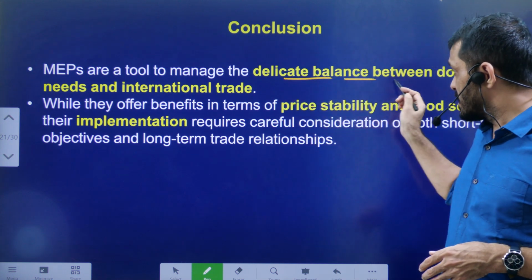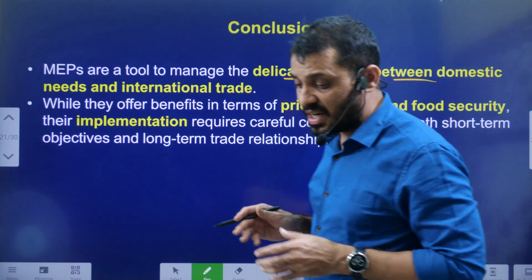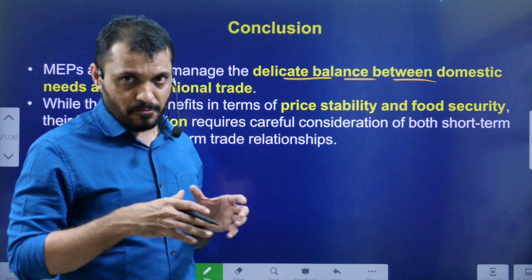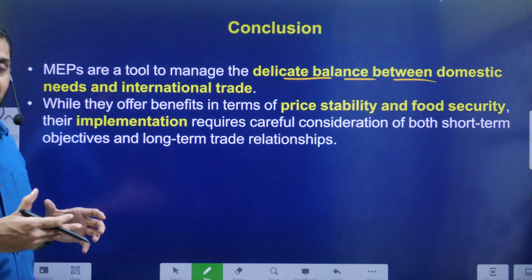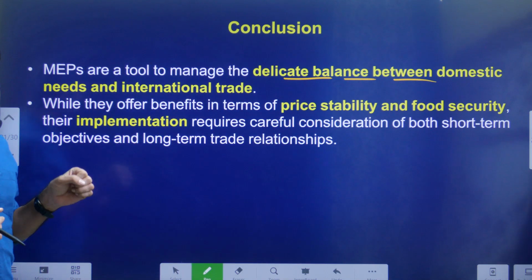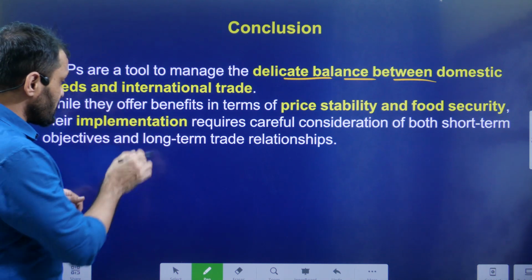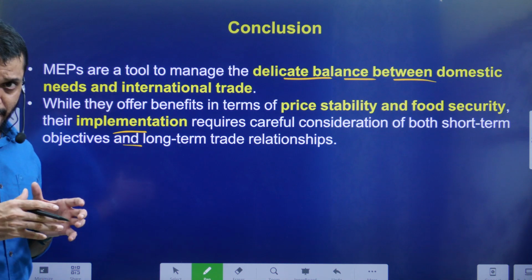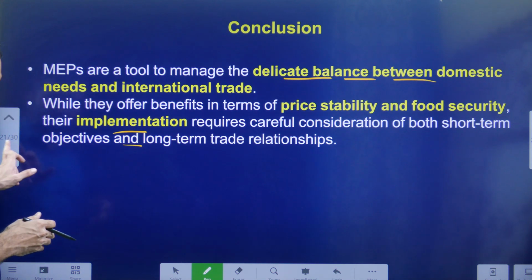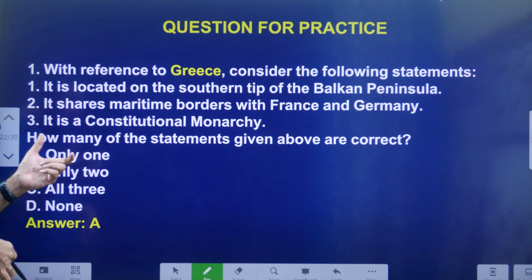The conclusion is, there is always a delicate balance between international trade and domestic demand. So we have to carefully balance between these two so that we can achieve price stability, food security, and we can also achieve international trade. This is the conclusion.